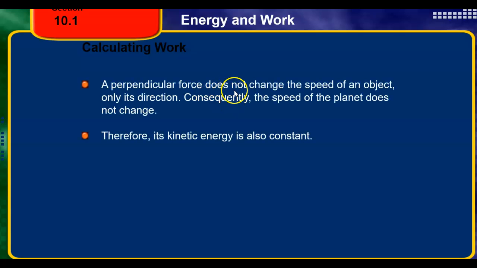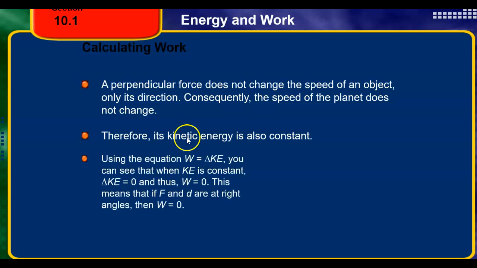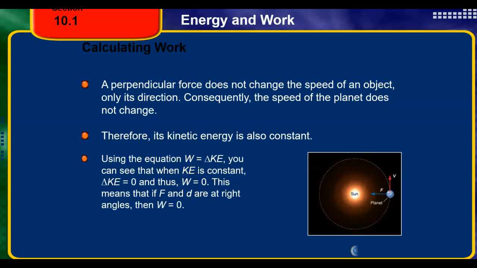So a perpendicular force doesn't change the speed of the object, it only changes the direction, so the kinetic energy is constant. So using the equation work is equal to change in kinetic energy, if the force is acted at an angle and it doesn't change the velocity, it doesn't change your kinetic energy, so your work doesn't change. There is no work done. Okay, so like on the orbit, the force and the direction of the motion are at right angles, so there is no work done actually on it.